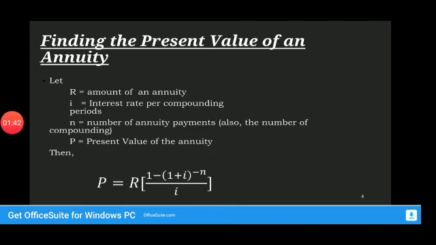Now, what is the formula of present value? Here the formula of present value is P = R × [1 − (1 + i)^(−n)] / i. R is the amount of an annuity, i is the interest rate per compounding period, n is the number of annuity payments. It's not the number of years. Again, keep in mind that this n is the number of annuity payments. And P is the present value of the annuity.